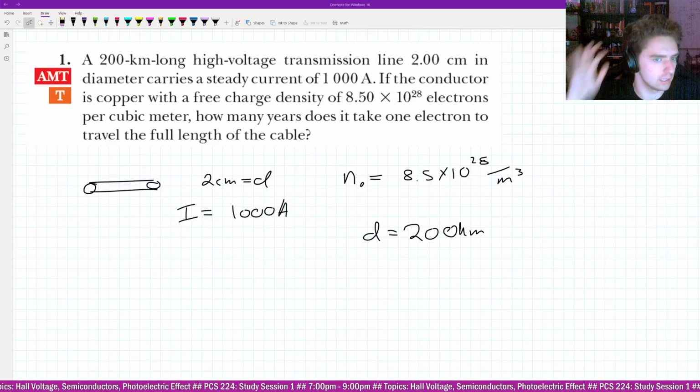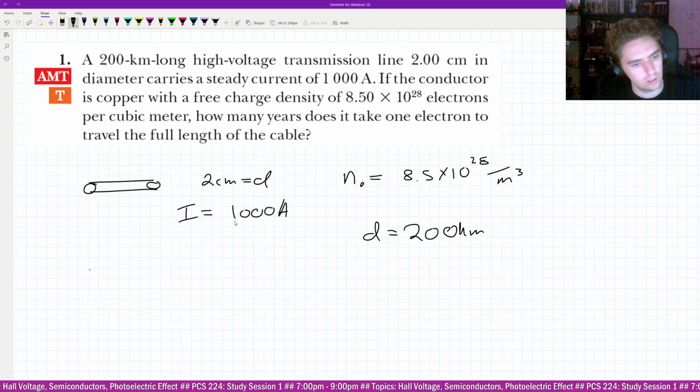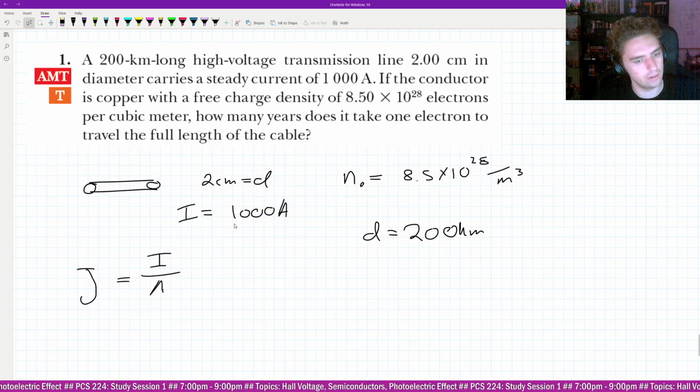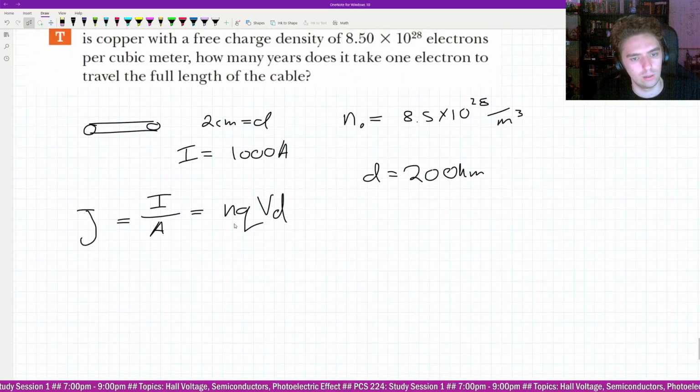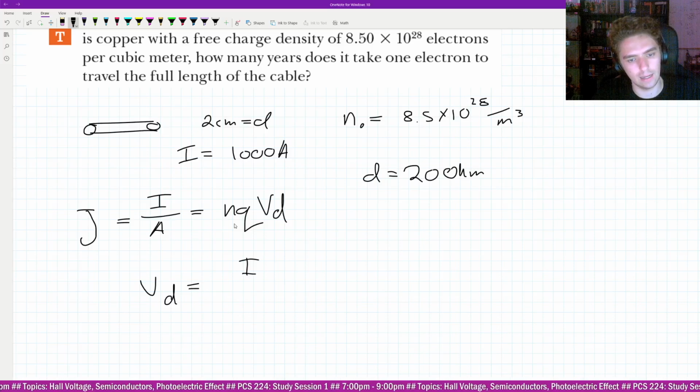We're solving for the drift velocity. Then we're going to use the fact that it's 200 kilometers long, to see how long that takes. The current density is equal to the current per area, which is equal to nqv_d. Perfect. v_d equals I over Anq.